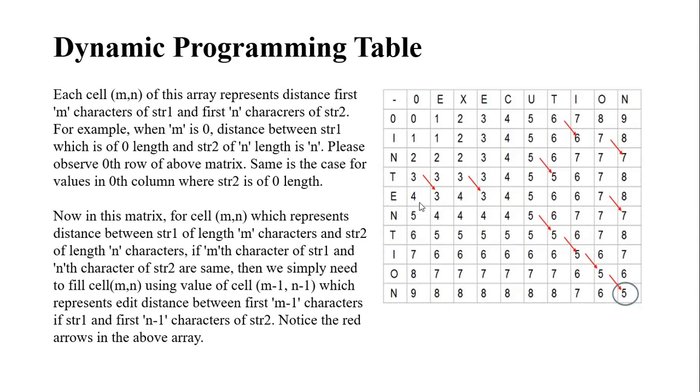Now in this matrix, cell m, n represents the distance between string 1 of length m characters and string 2 of length n characters. If the mth character of string 1 and the nth character of string 2 are the same, then we simply fill the cell using the value of cell m-1, n-1, which represents the edit distance between the first m-1 characters of string 1 and the first n-1 characters of string 2. Notice the red arrows in the above array showing the dynamic programming table, which represents the distance between string 1 and string 2.